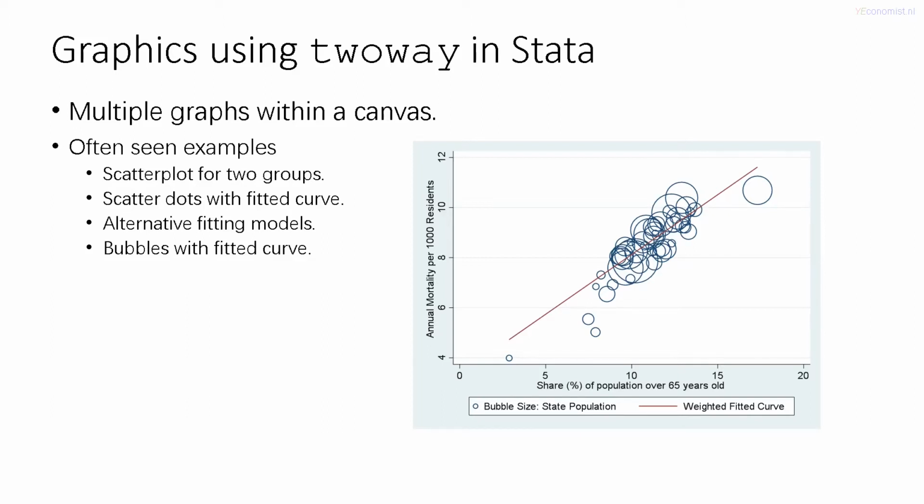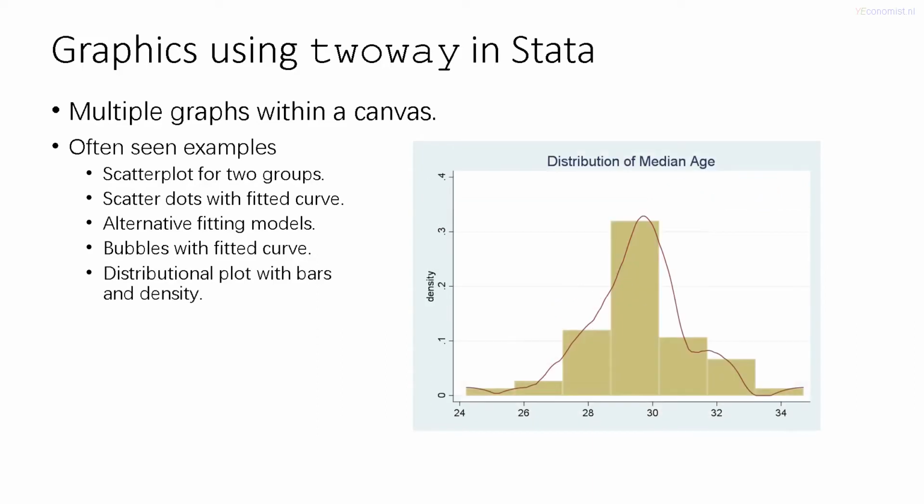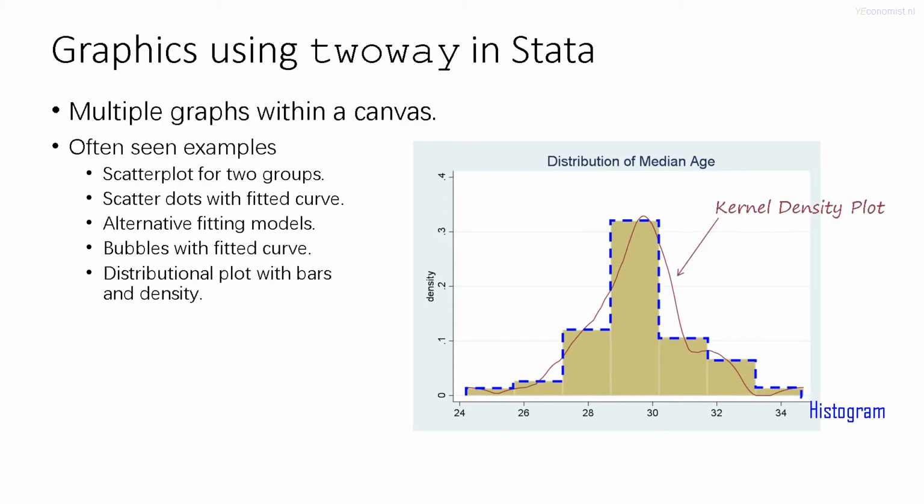And in empirical analysis, we also sometimes need to check the distribution of certain variables. This can be done graphically with the help of a histogram, but you can also do a so-called kernel density plot. And it is not uncommon that people would combine the two. These kinds of combined graphs can also be easily made using the twoway functionality.